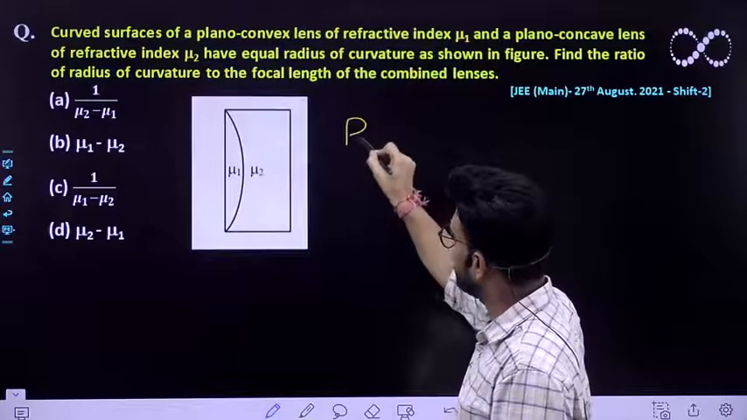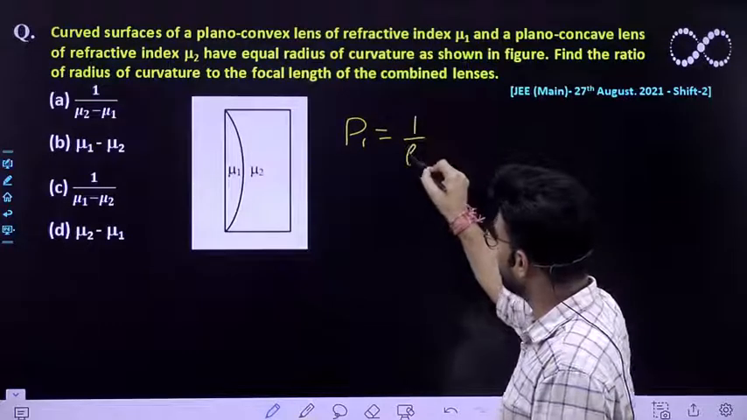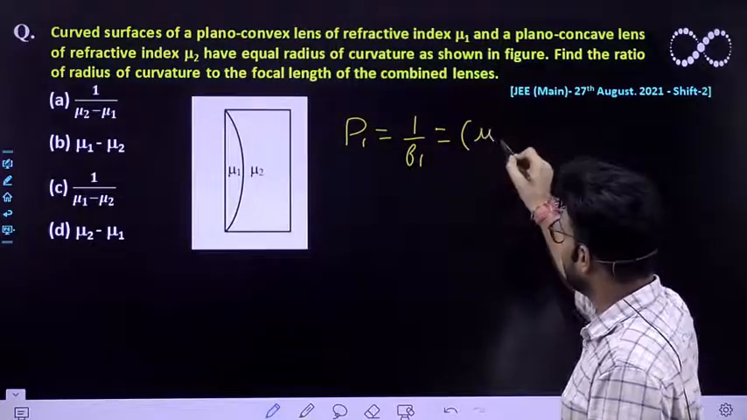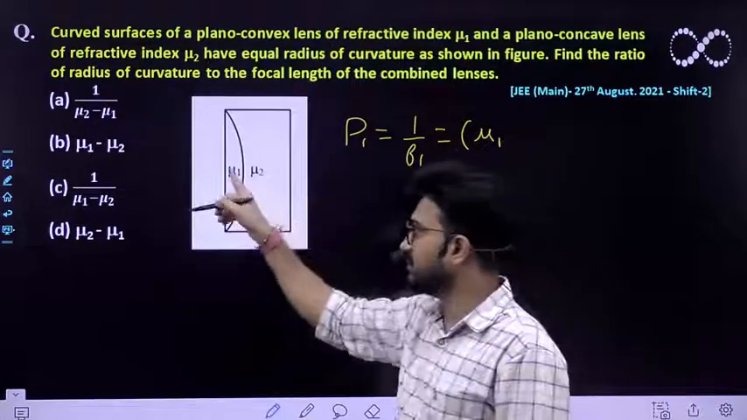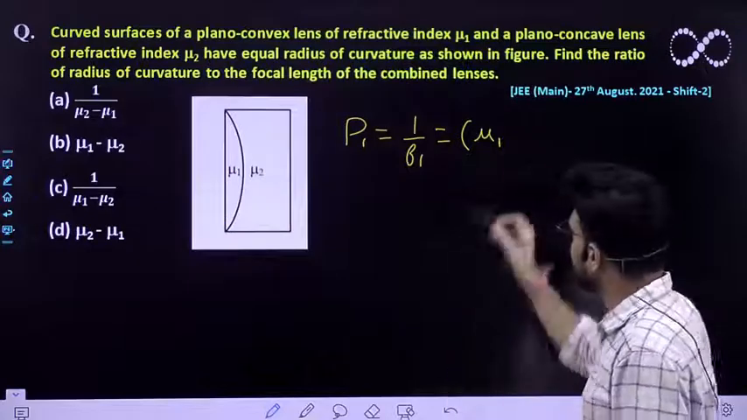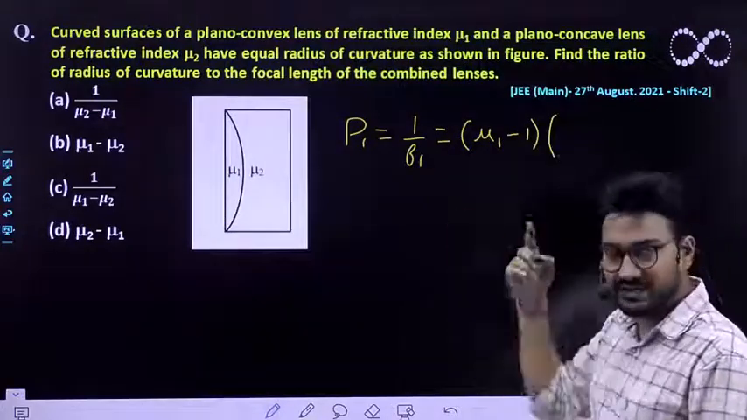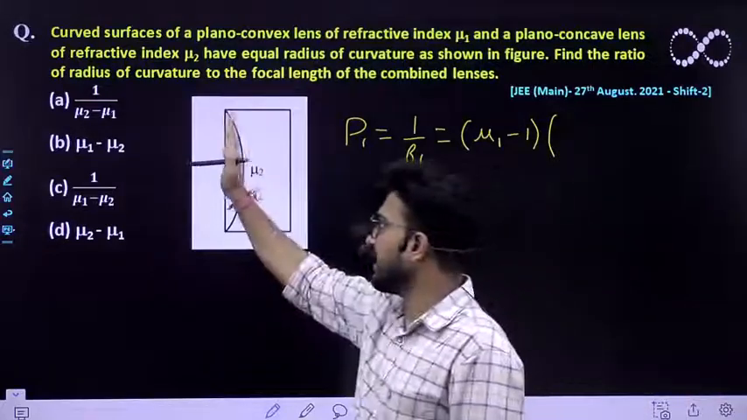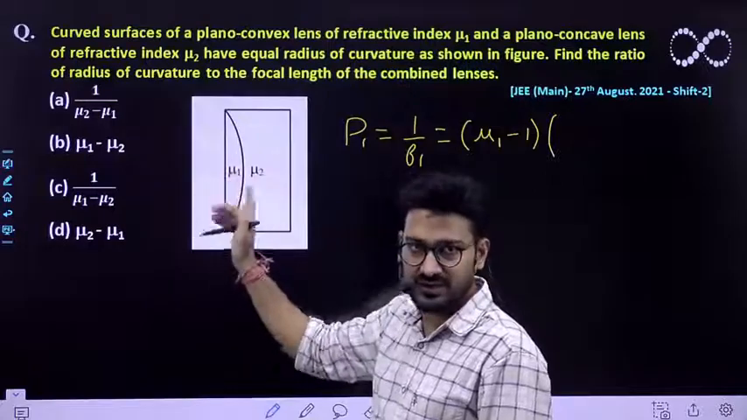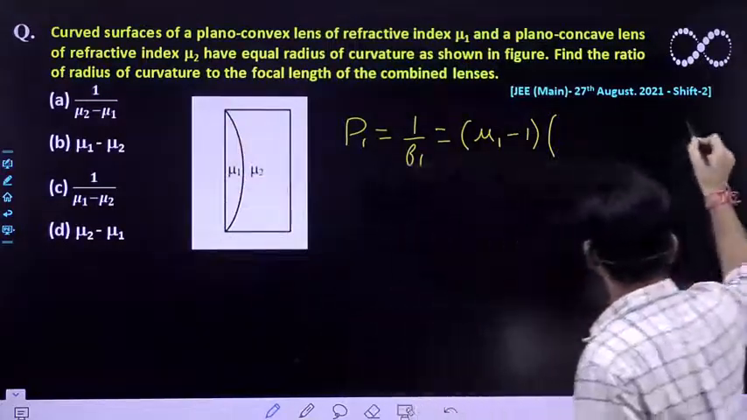If p1 is the power of this lens, it must be equal to 1 upon f1, where f1 is its focal length. It must be equal to mu minus 1, which is mu1, since the light is going from air towards this refractive index, so it would be equal to (mu1 minus 1) times (1 upon r1 minus 1 upon r2). So what is r1 over here? R1 is infinite, so 1 upon infinite is 0. And what about r2?